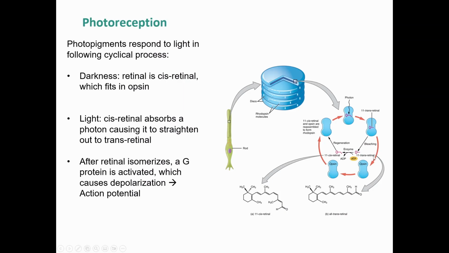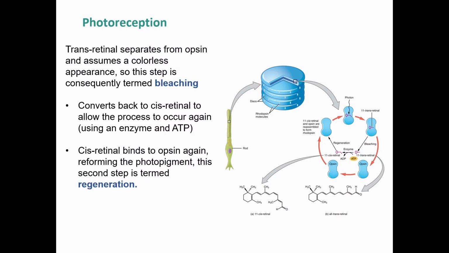This causes depolarization and causes an action potential so that we can understand that signal as we saw something. This also leads to what's called bleaching. The transretinol, because of its changed shape, will separate from the opsin, and now it's colorless, right? This is why we call it bleaching, because we have lost our color. Kind of like if you put bleach on a shirt, that shirt color would disappear.